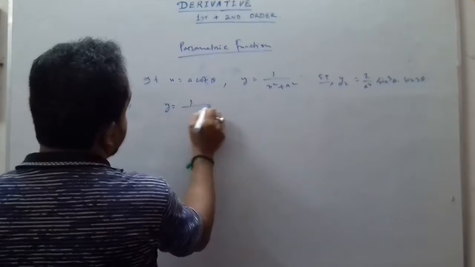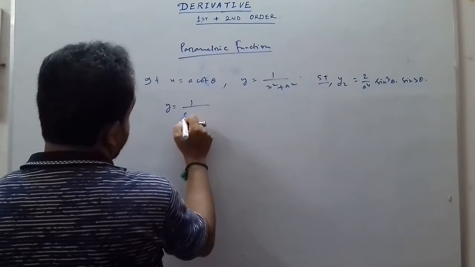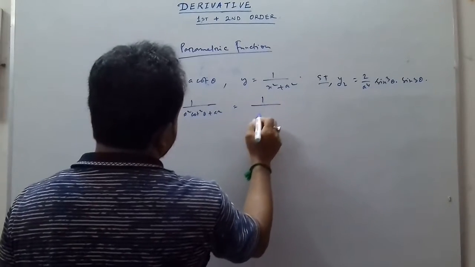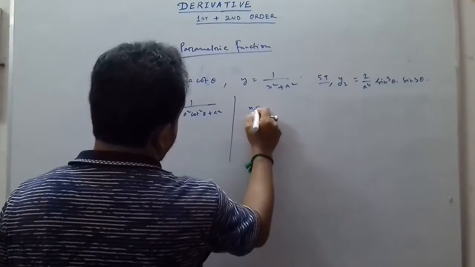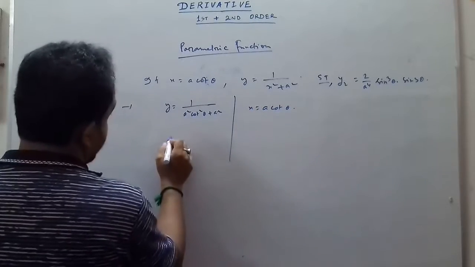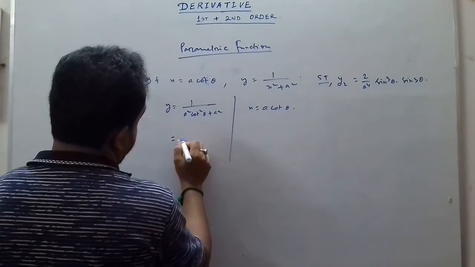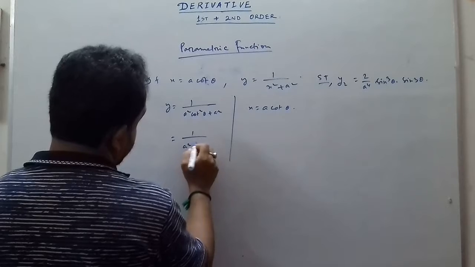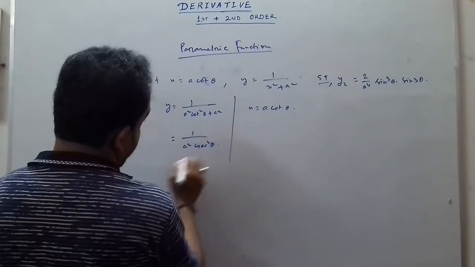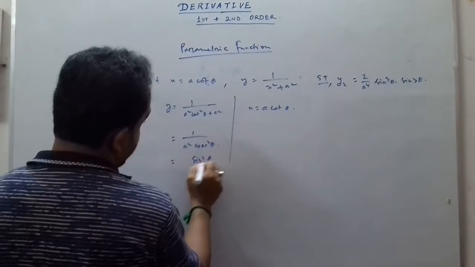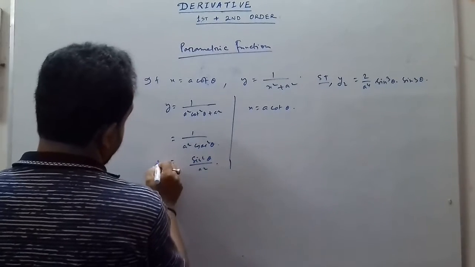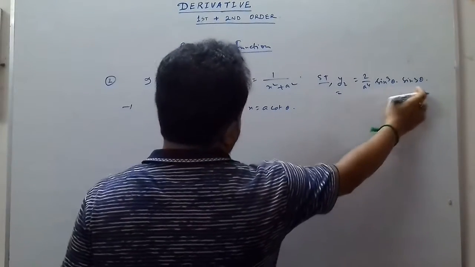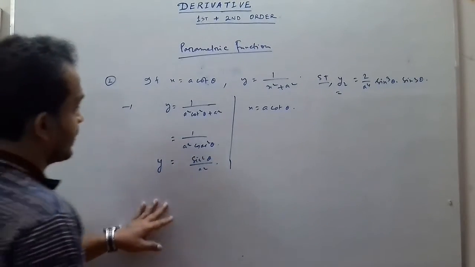y is equal to 1 over x square plus a square, with x equal to a cot theta, so a square cot square theta plus a square. This is equal to 1 over a square into cot square theta plus 1. Since cot square theta plus 1 is equal to cosec square theta, that is sine square theta divided by a square. This one is equal to y.